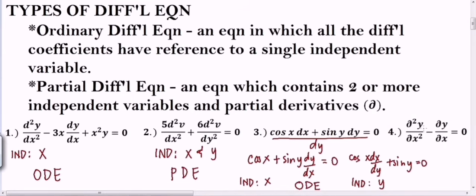Okay? So, the partial second derivative of y over partial derivative of x squared minus partial y over partial x is equal to 0. Pagka nakakita kayo, guys, ng partial na symbol, automatic, that is called partial differential equation. Kahit na, pagka tinignan nyo yung independent variable dyan, isa lang, which is x. Okay? So, meron lang tayong x na independent variable. Kahit na parehas yan, kung meron kang symbol ng partial derivative, that would be partial differential equation.